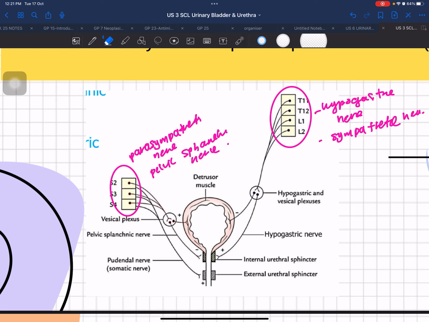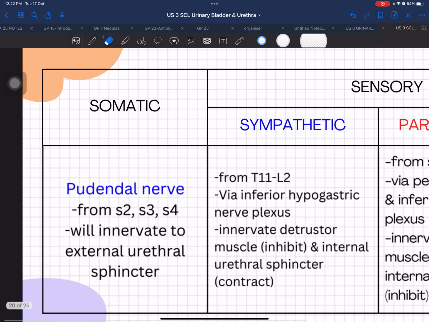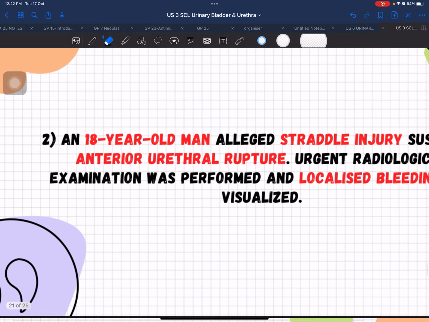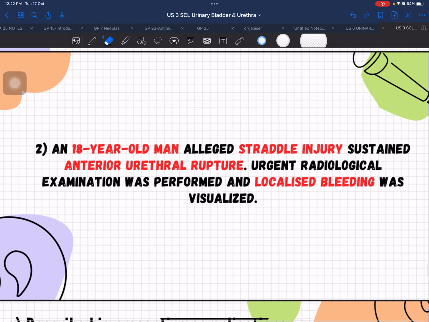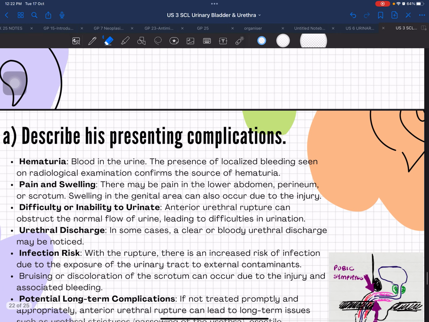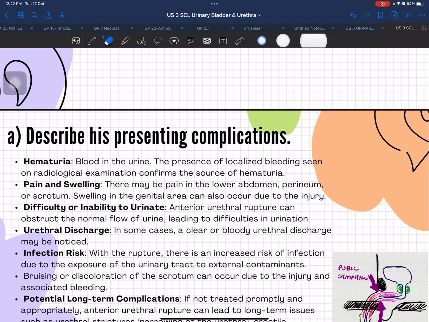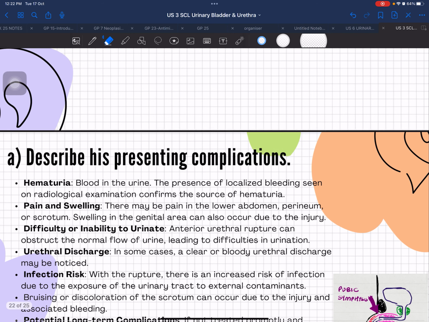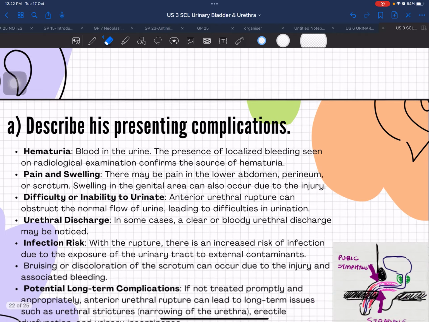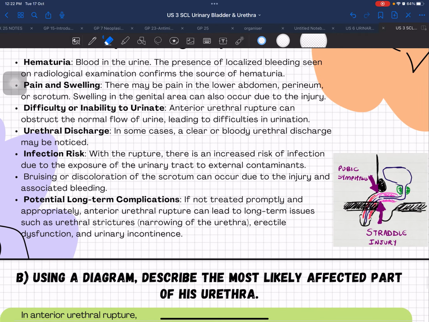So now we'll be presenting question 2. An 18-year-old man with a base level injury sustained an anterior urethral rupture. Urgent radiological examination was performed and localized bleeding was visualized. So this diagram is roughly what our patient has encountered. This will be the anterior urethral rupture, this area here. So moving on to 2A, describe his presenting complications.